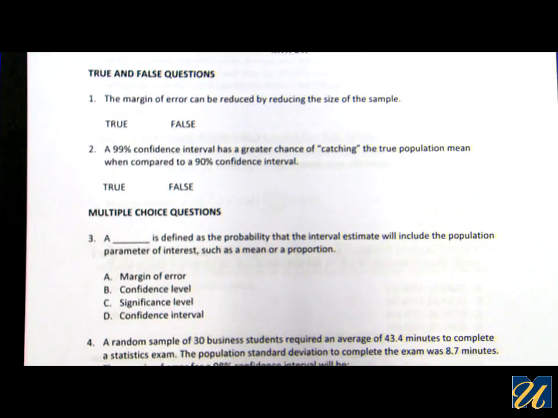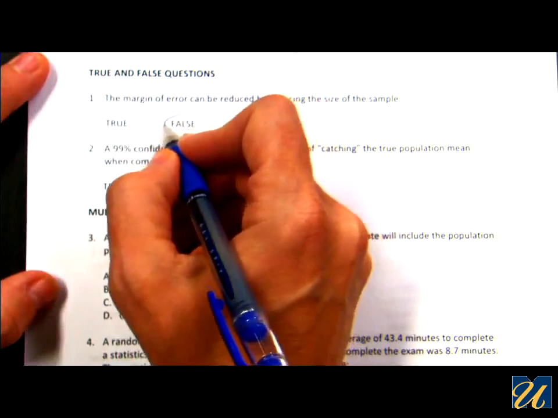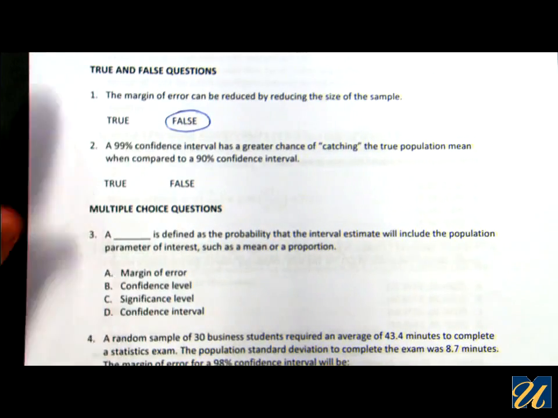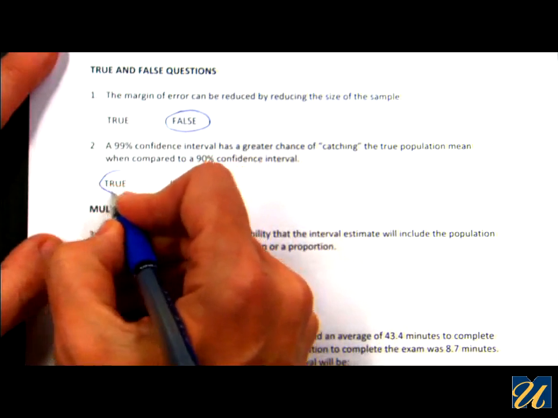Let's take a look at the exercises for the examples for chapter 9. True and false questions. The first one, the margin of error can be reduced by reducing the size of the sample. This is false. A 99% confidence interval has a greater chance of catching the true population mean when compared to a 90% confidence interval. That is true.